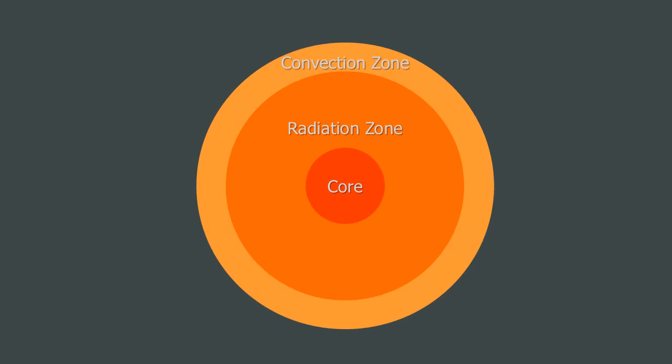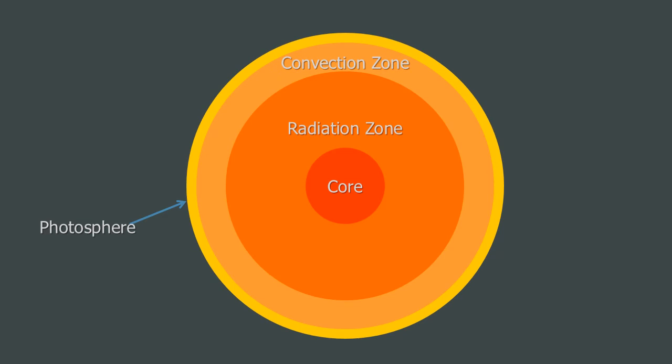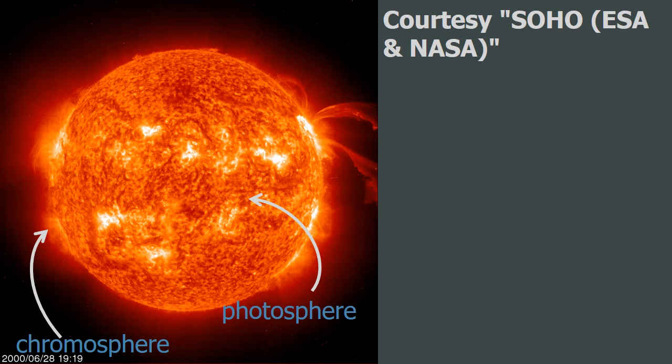Then we have the convection zone, and now we have the photosphere, where most of the light we get from the Sun comes from. This is the visible surface of the Sun. Beyond this we have the chromosphere. It is nearly impossible to see the chromosphere as the light from the photosphere is too dominant. This image shows the photosphere and the chromosphere well.